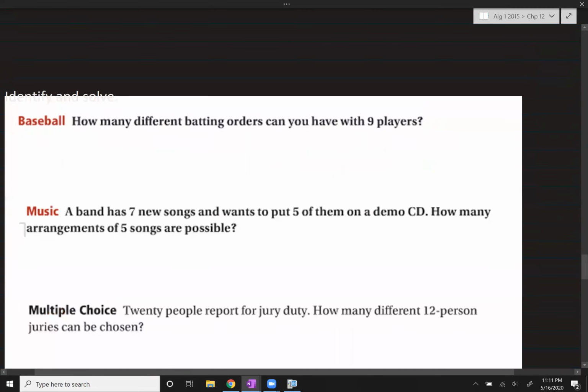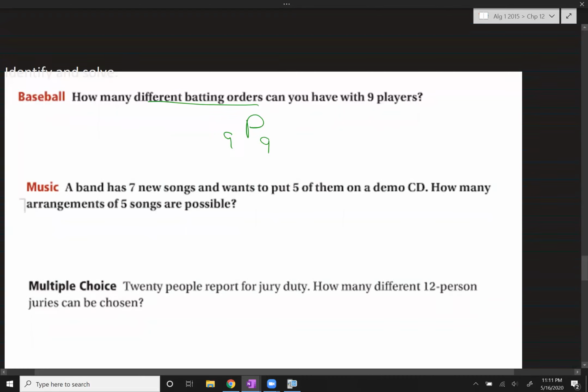All right. So next, how many different batting orders? Now, you have to understand that batter number 1 has to be batter number 1 the whole game. Those things don't change. So that means the order matters. So that means this must be a permutation. If we're solving the whole thing, 9, permutation of 9, because we do have 9 players.